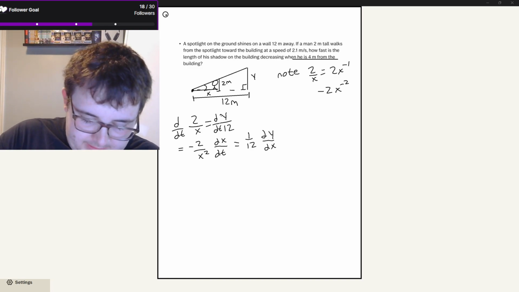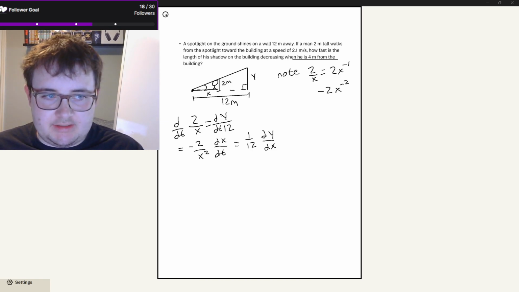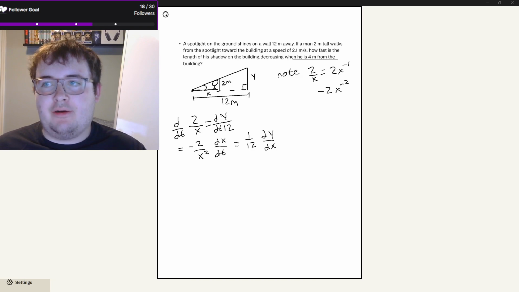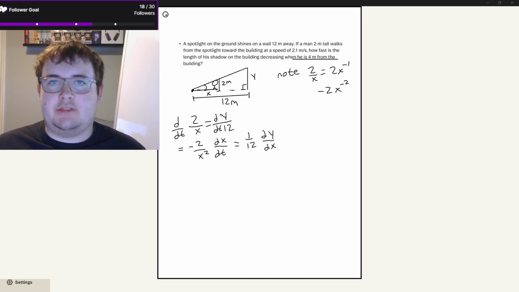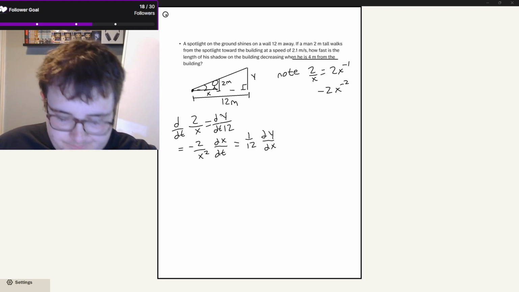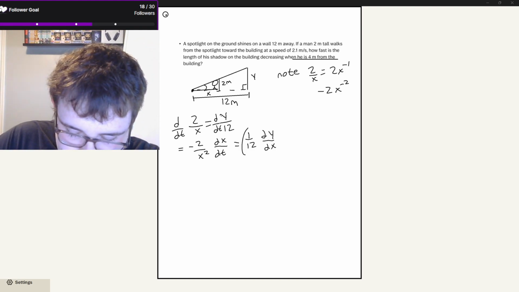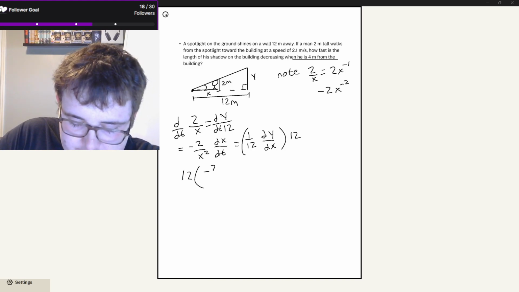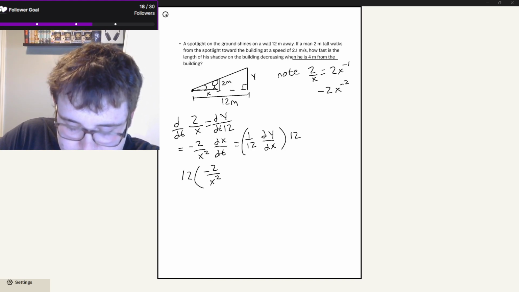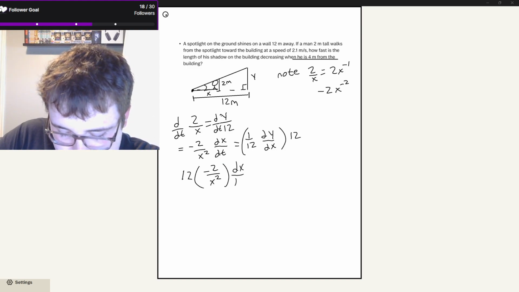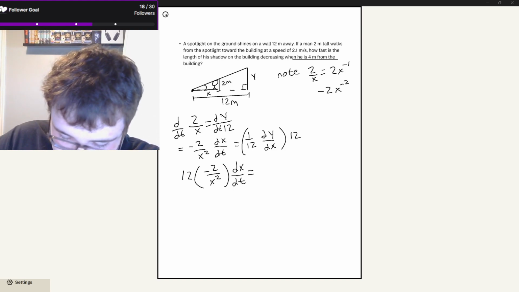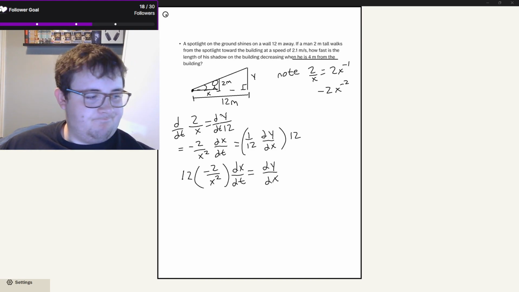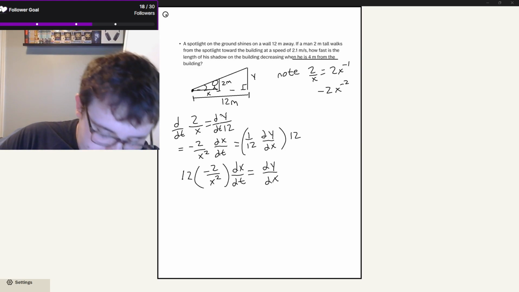Here's a good thing I like to look for in my problems. We know what x is, we know what dx/dt is, and we need to find dy/dt. Whenever I'm on that path, I know I'm generally going in the right direction. Now to solve this, we want to multiply everything by 12. So 12 times negative 2 over x squared times dx/dt is equal to dy/dt. Now let's plug in what we know.